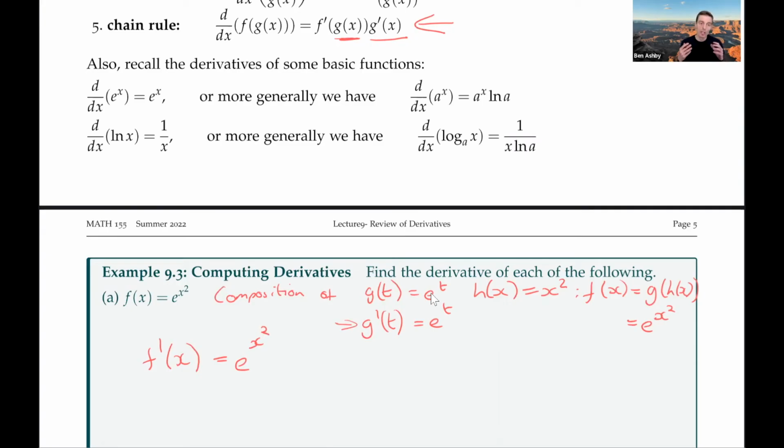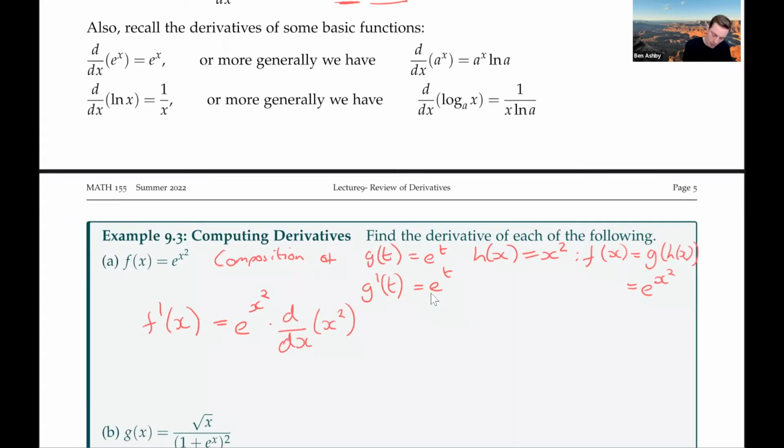And then we evaluate that at whatever our inner function was, which is setting t is equal to x squared here. Okay, so that gives us an e to the x squared, and then we're multiplying that by the derivative of our function that we had on the inside, which in this case was h of x, which was x squared, so the derivative of x squared. And then just to make sure this is clear, this is by the chain rule.